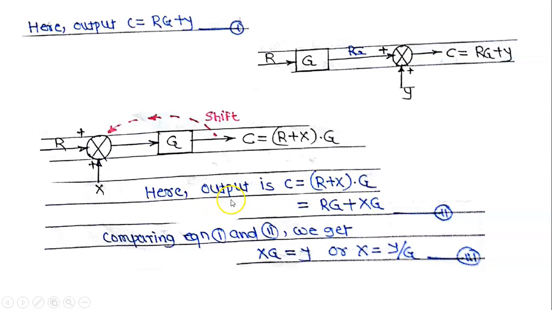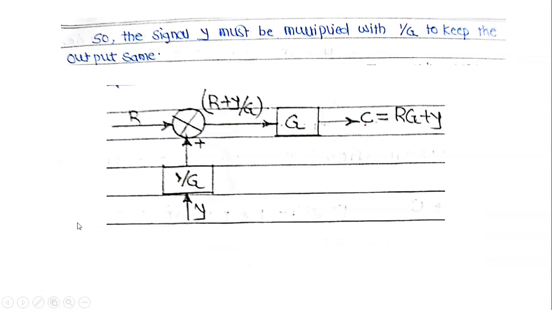Therefore here output C is equal to R plus X into G, that is C is equal to RG plus XG, equation 2. Now comparing equation 1 and 2 we get, this is equation 1, C is equal to RG plus Y, and equation 2, C is equal to RG plus XG. Therefore we are getting XG is equal to Y, or X is equal to Y upon G, equation 3. Therefore what is the value of the X signal? Y upon G. That is, the signal Y must be multiplied with 1 upon G to keep the output the same.